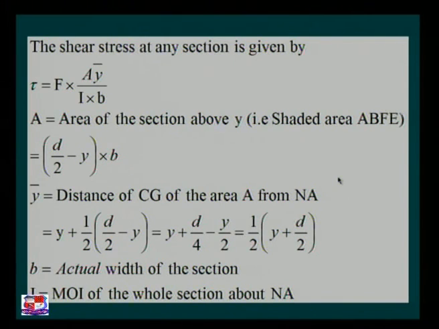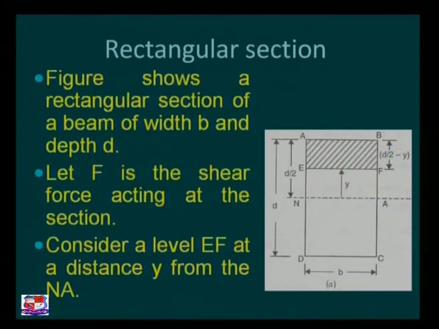The shear stress at any section is given by the basic fundamental equation, tau is equal to F A y bar by I B, where A is the area of the section above y. If you refer to the figure, it is the area of this hatched portion. We want to find out the area of this portion.